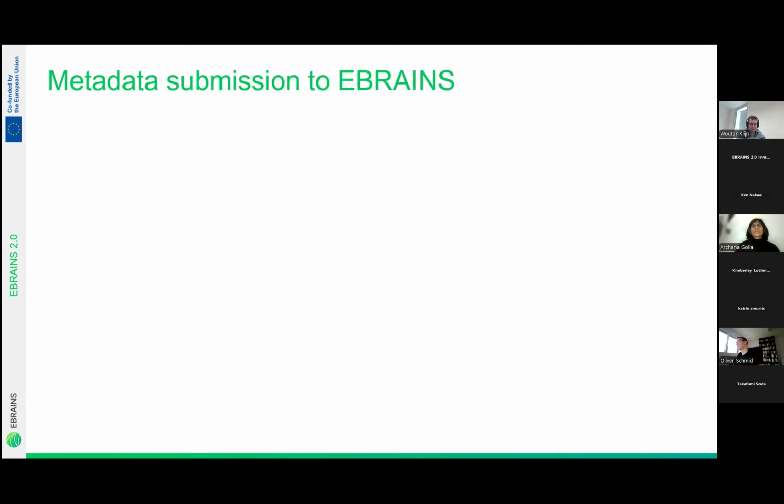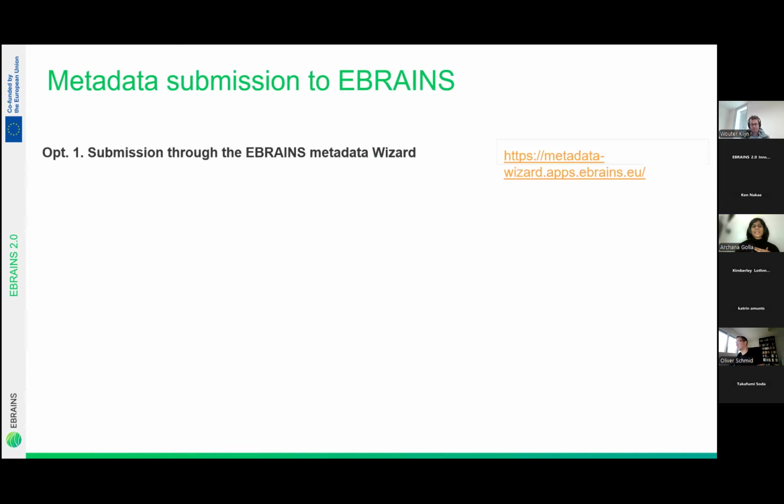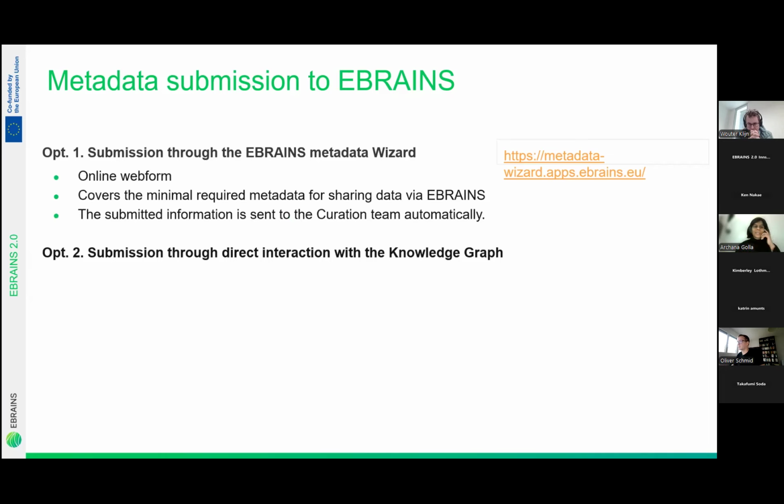Yeah, and the data providers can submit this metadata to us either via a metadata wizard or direct interaction with the knowledge graph. This direct interaction is enabled by providing the data providers a private space of the knowledge graph that they can interact with and upload their own metadata.